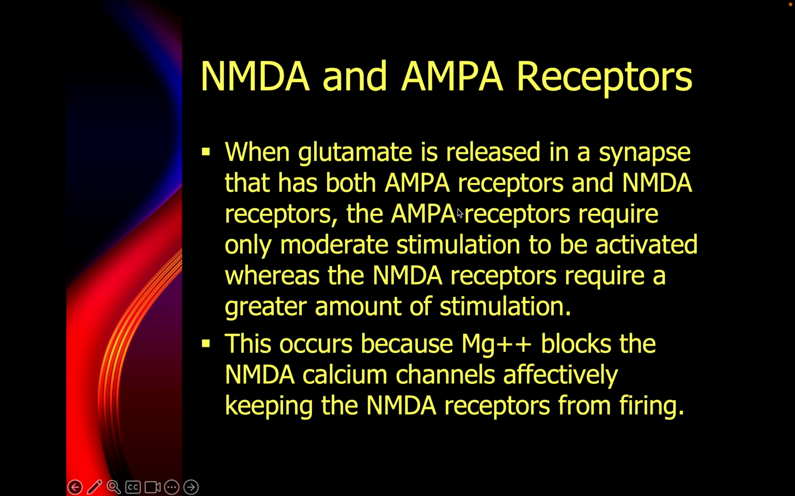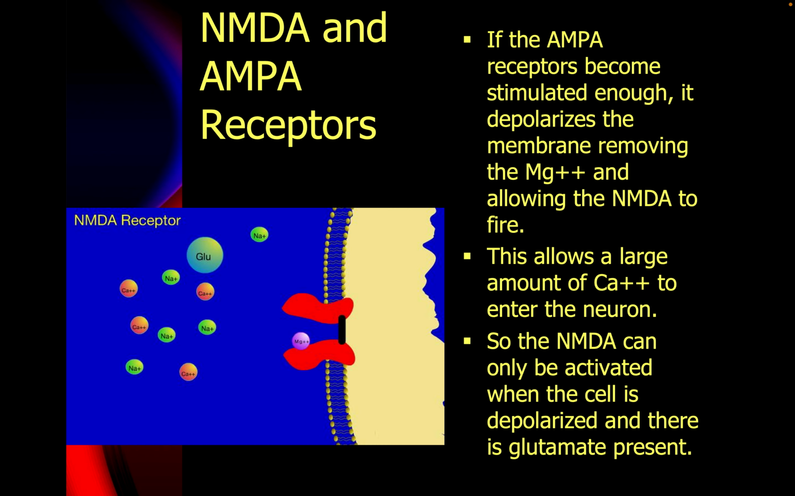AMPA accelerates long-term potentiation. This occurs because magnesium blocks the NMDA calcium channels, effectively keeping the NMDA receptors from firing and allowing you to remember things. This is so boring. You're increasing your NMDA. Wow, this is really exciting. You're increasing your AMPA, and you're more likely to remember something.